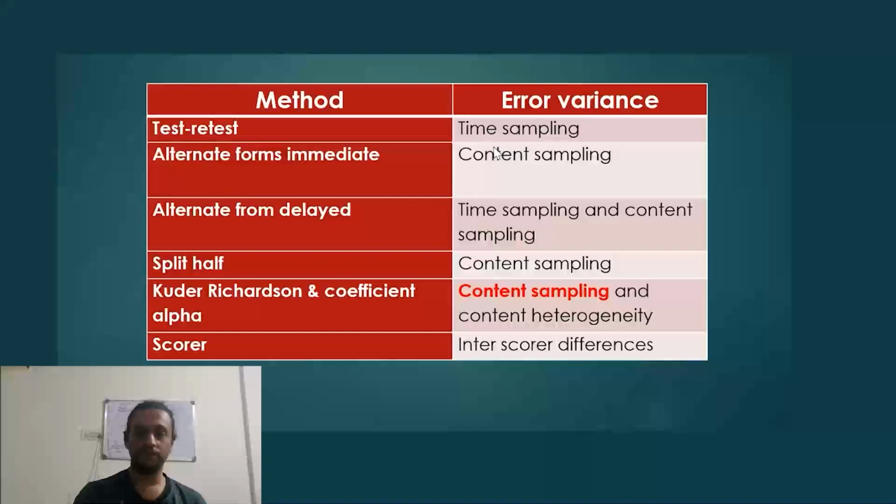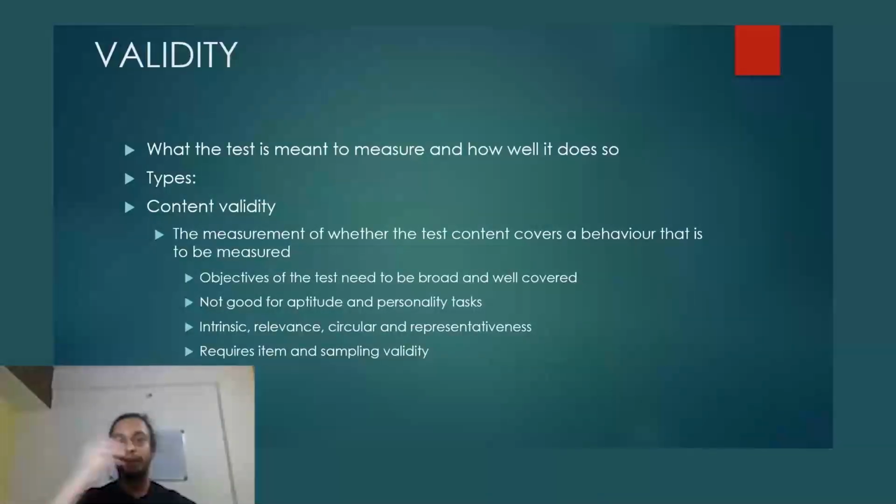And the last thing is just remember this, right? Test-retest, the error variance is time sampling. Alternate form immediate is content sampling. Alternate form delayed is time sampling and content sampling. Alternate form immediate means at the same time point you give both the tests, which is not advisable. Alternate form delayed is where you give it at two different time points. Split half is content sampling. Kuder-Richardson and coefficient alpha are content sampling and content heterogeneity, and scorer or interscorer differences naturally are the form of error.